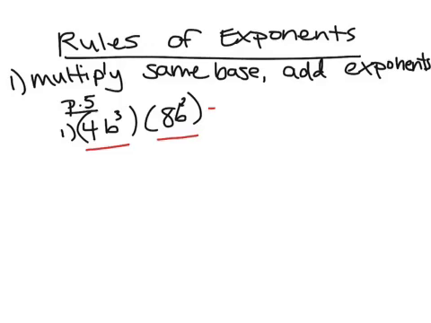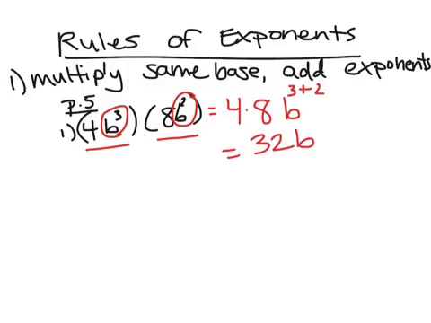When I do this, I'm going to go ahead and multiply my two numbers together, so I have 4 times 8. And then I have the same bases. I have base b and base b again. Since the b's are the same, and I'm multiplying b cubed times b squared, I have to add the exponents, so I'm going to do 3 plus 2. So that's going to give me 4 times 8, which is 32, and then b to the 3 plus 2, so 32b to the 5th.